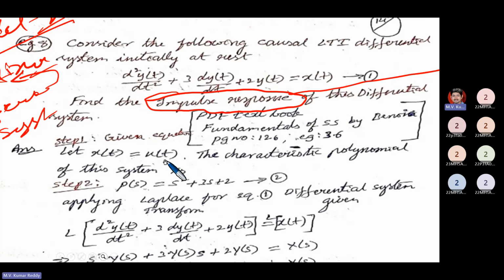Why are you taking the step signal? When a step signal is differentiated, d by dt of u of t is equal to delta of t.